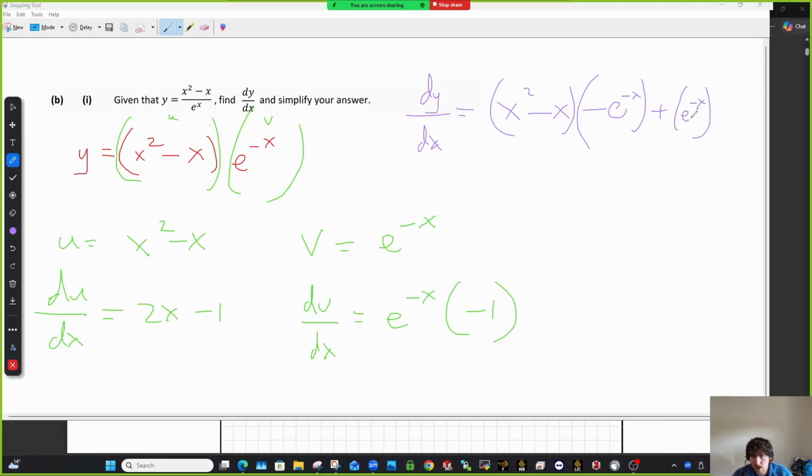Good to have 4 brackets like I'm doing here. And then 2x minus 1. And it's a bit annoying here, because sometimes they say don't simplify it out, but this one actually does want it simplified out, so let me hammer this out. So we get minus e to the minus x, x squared. Then we get a plus x e to the minus x. Then this gives a plus 2x e to the minus x.